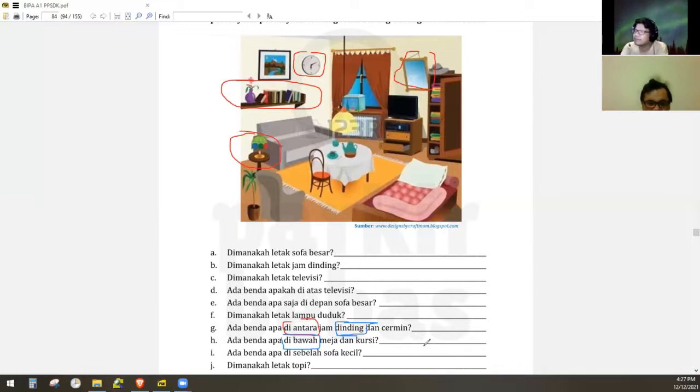Yes. Ada. Di bawah meja dan kursi ada carpet. Yes. Can you spell the word carpet in Bahasa, by the way? No, we're not using C, we're using K. K, A, and then T. And then T.